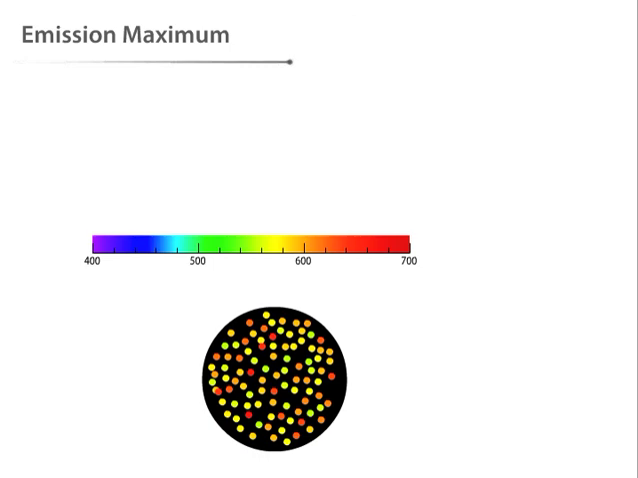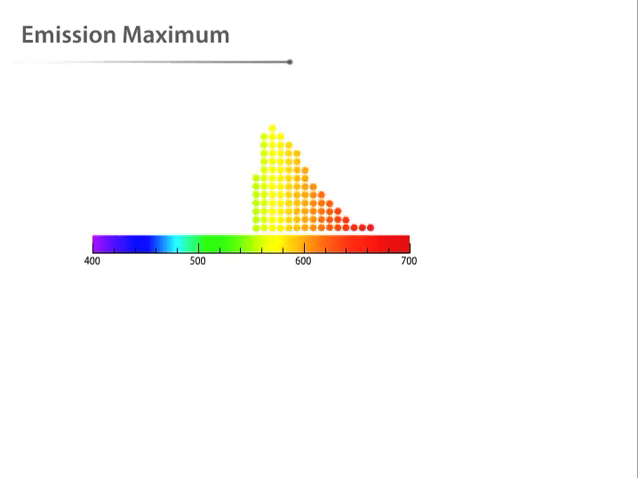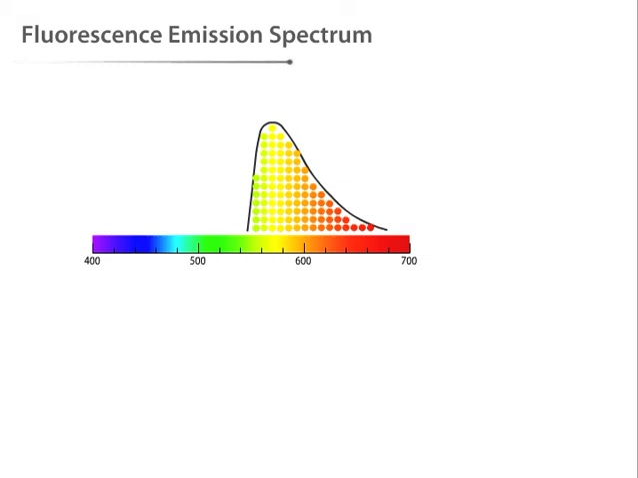Although the fluorophore molecules all emit the same intensity of light, the wavelengths, and therefore the colors of the emitted light, are not homogeneous. Collectively, however, the population fluoresces most intensely at 570 nanometers. Based on this distribution of emission wavelengths, we say that the emission maximum of this fluorophore is 570 nanometers. The range of wavelengths is represented by the fluorescence emission spectrum.